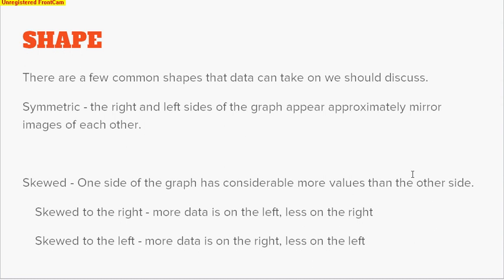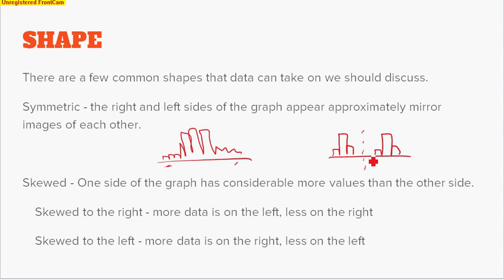The first is symmetric. Symmetric shape means that the left side and the right side of the graph appear to be approximately the same. So if we have a symmetric graph, we basically have a graph where data on the left side starts to mirror data on the right side. So we see low on the left, low on the right, high in the middle. Another symmetric data set could look like this, where if you were to throw a mirror down the center, you would mirror side to side. Symmetric. I'm sure most of you get what that means.